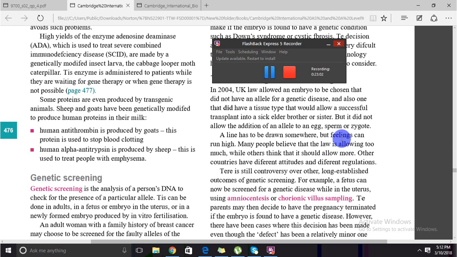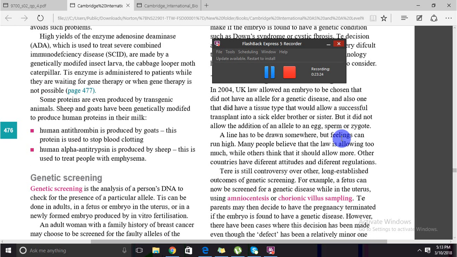Because if an adult undergoes genetic screening and it turns out that he is a carrier for sickle cell anemia, and he wants that his children do not inherit this allele, he can opt for IVF so that outside of her womb, there will be plenty of embryos, right?